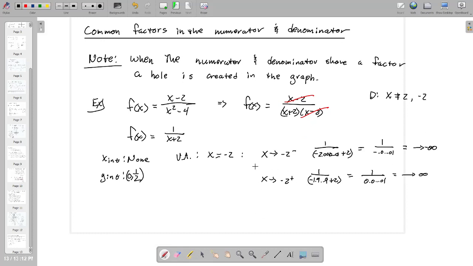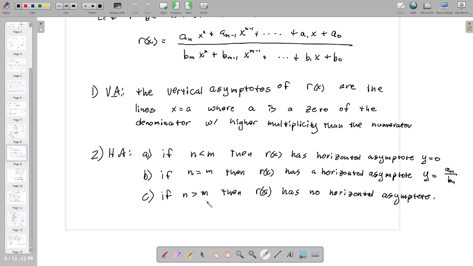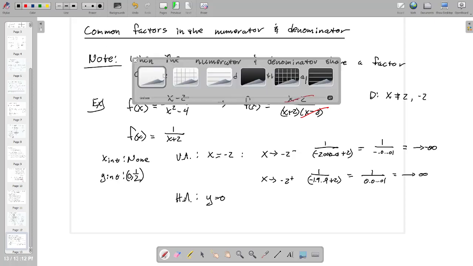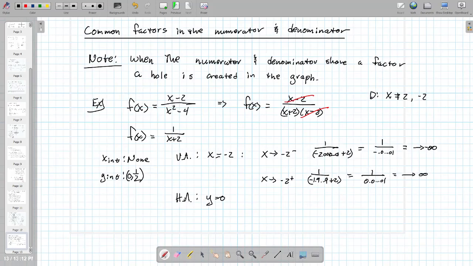Now our horizontal asymptote, you should be able to see that we have a degree that is higher in the denominator than the numerator. So our denominator has a higher degree than the numerator, which means that our horizontal asymptote is y equals 0. We can show this by letting x go to infinity, but it's unnecessary. So let's go ahead and graph it now.